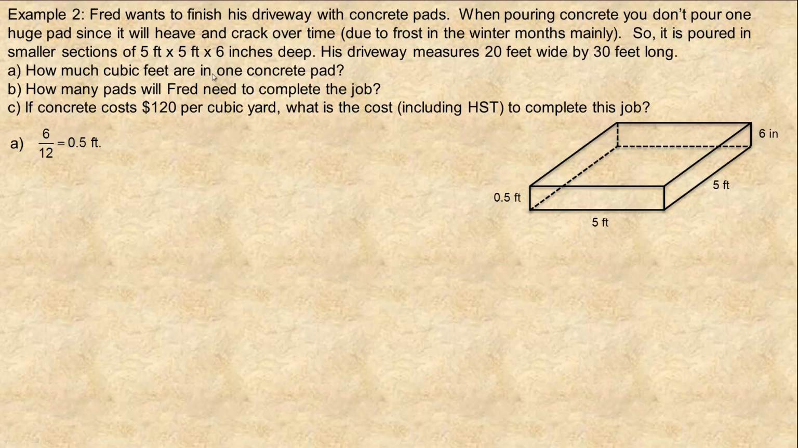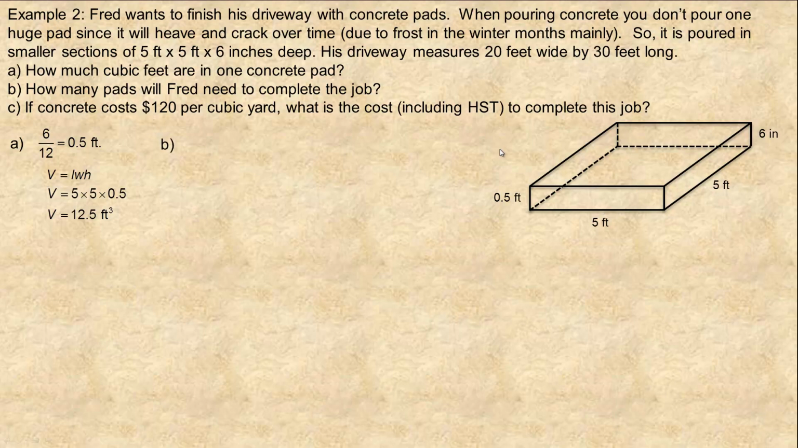Now cubic feet, that's volume. So A is really asking, what's the volume of one of these concrete pads? So here's the volume formula. Volume of a rectangular prism is length times width times height. So we'll fill in that we would probably call the length and width 5s and the height 0.5. This is probably the height of your prism here. So 5 times 5 times 0.5 is 12.5 cubic feet. That's how many cubic feet each of these pads would use to make one of these pads.